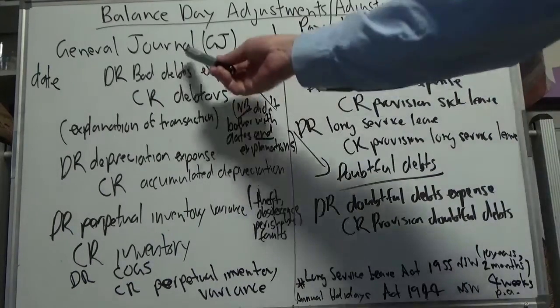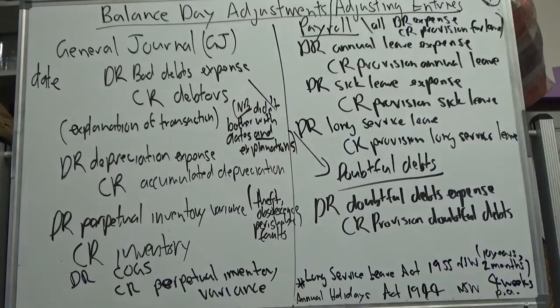So you've got general journal entries, and I'm just going to run through these adjusting entries. I don't want to labour on them because some of my presentations have been getting a bit too long and I've got to include 10 column worksheets.